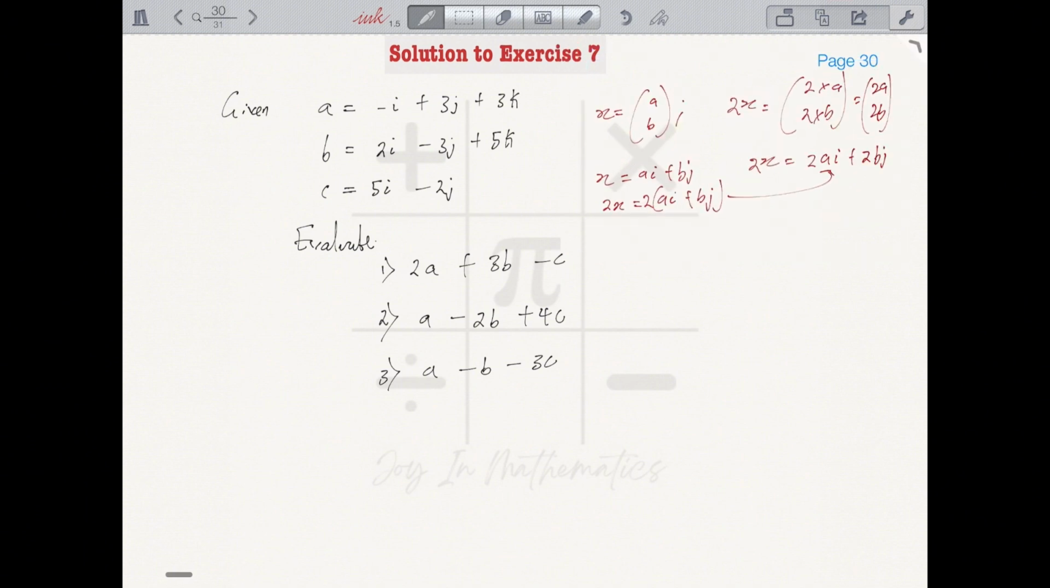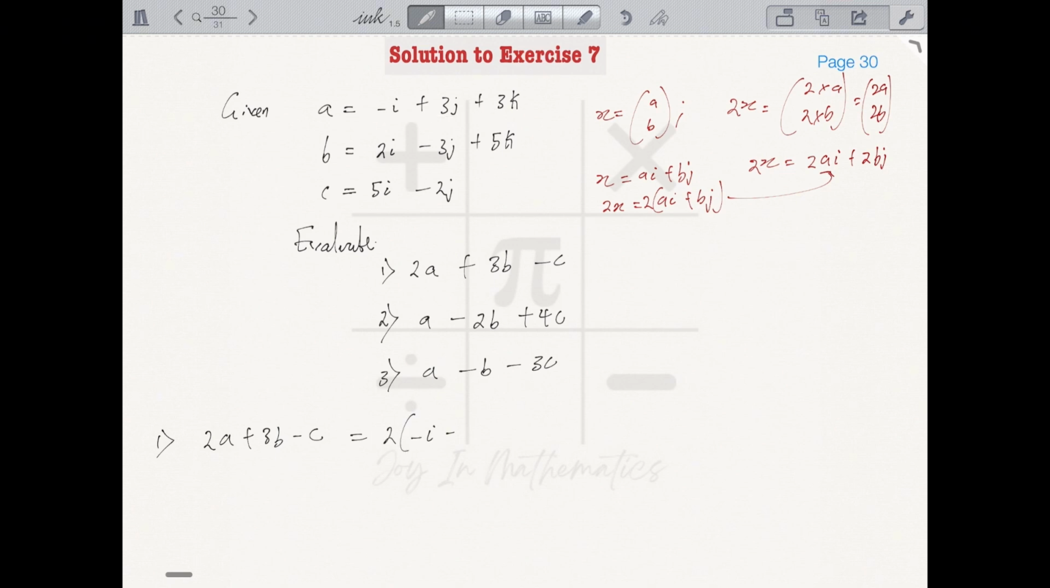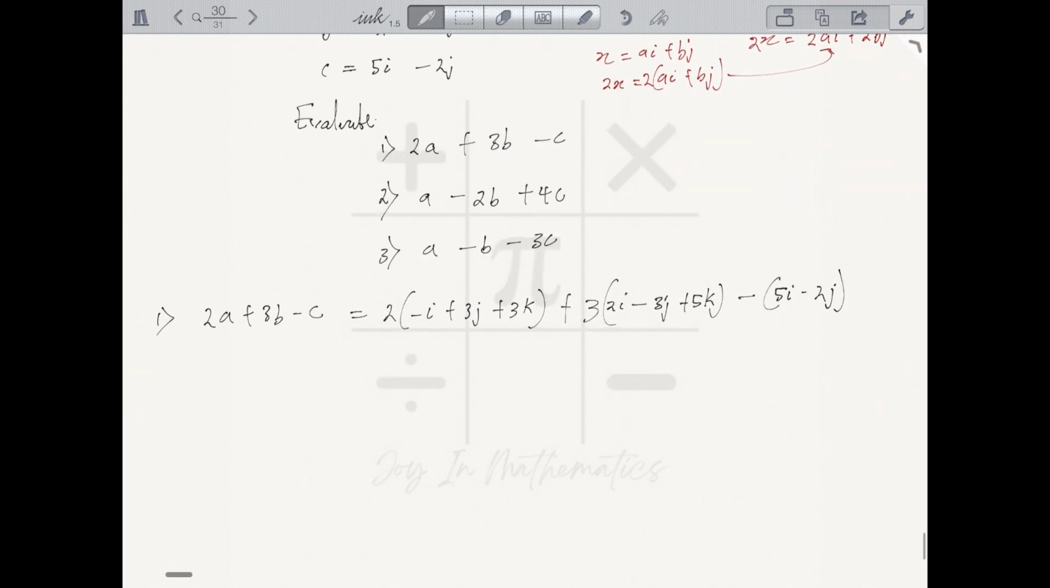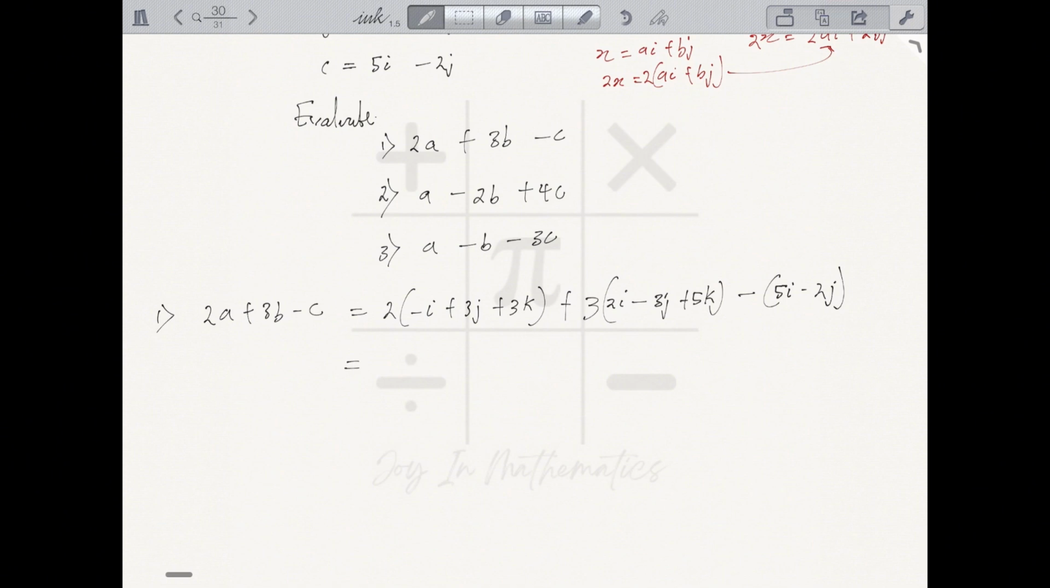All right, so now let's begin on question 1. We are asked to evaluate 2A plus 3B minus C. So let's substitute our vectors. That's 2 into minus i plus 3j plus 3k, plus 3 into B, which is 2i minus 3j plus 5k, minus C, which is 5i minus 2j. So let's multiply out and open the brackets respectively.